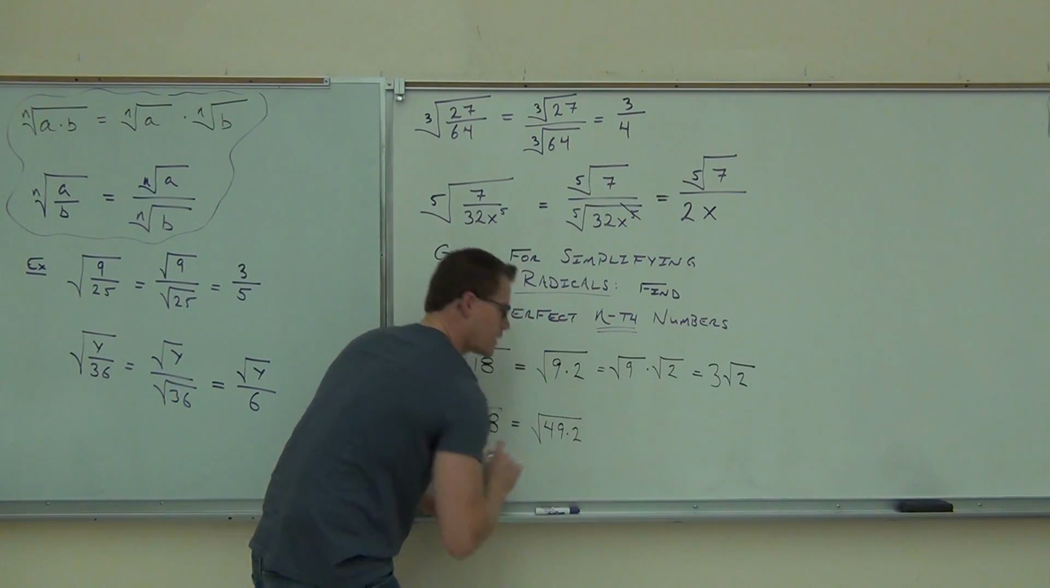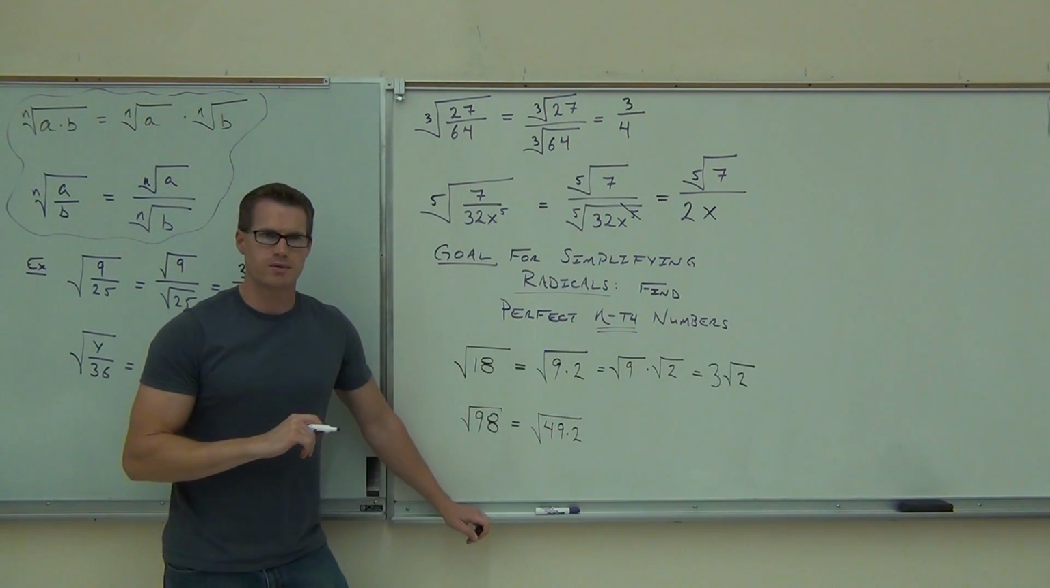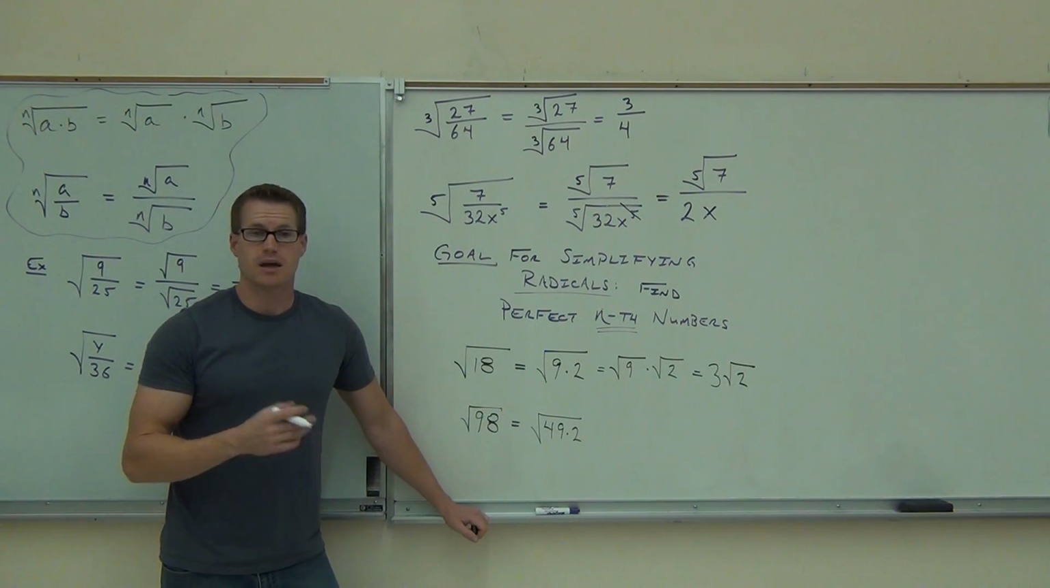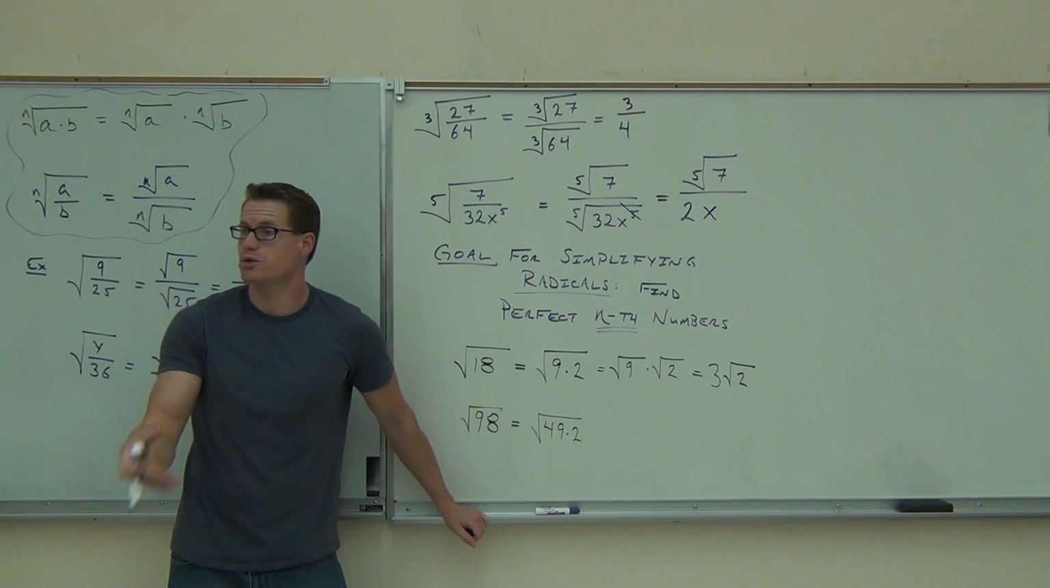Why did we choose 49? Can you tell me why we chose 49? We have the square root of 49. Yeah, you can take the square root of 49. That's why we're choosing it.